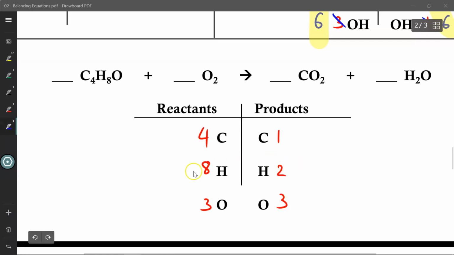Alright, now as before, we leave oxygen and hydrogen for last. Let's start balancing with the carbons. Can't play around with the subscripts, I can only play around with the coefficients. So I'm going to put a number 4 here, and then recalculate.